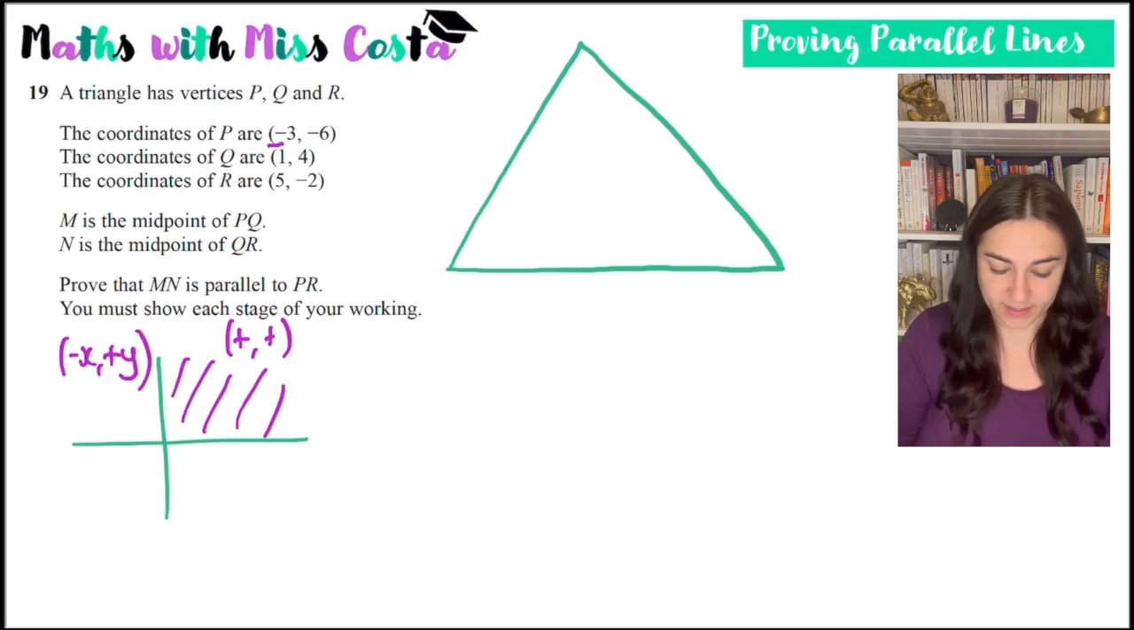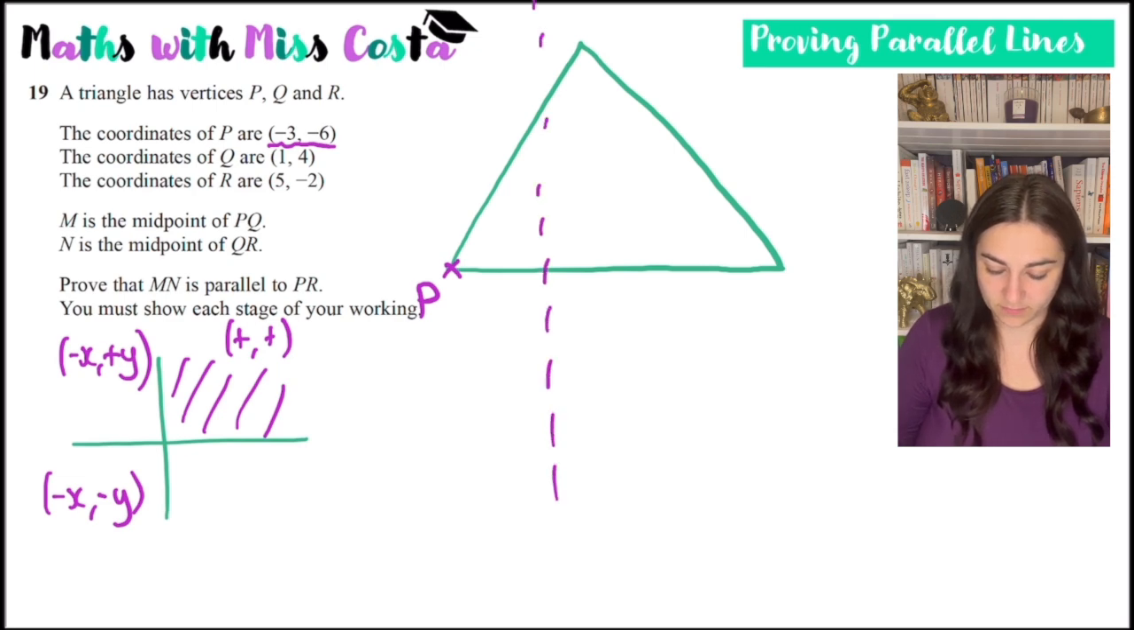So the coordinates of P are -3, -6. So that would be in this quadrant here. So that makes sense to have P right at the very end. The coordinates of Q are 1, 4. So if we imagined that maybe our line went like that, this makes sense that Q would be up here. And R is 5, -2.